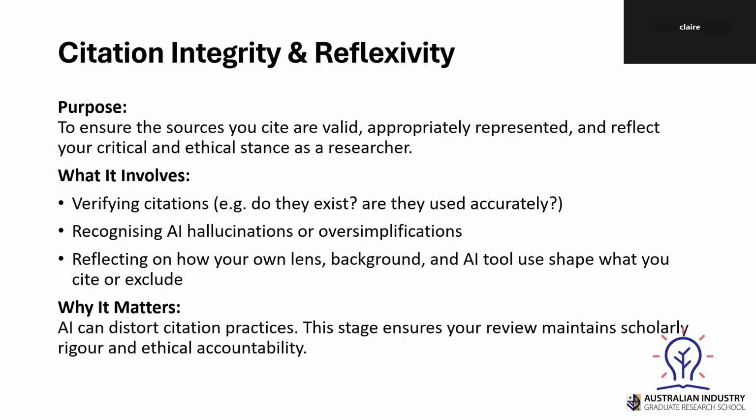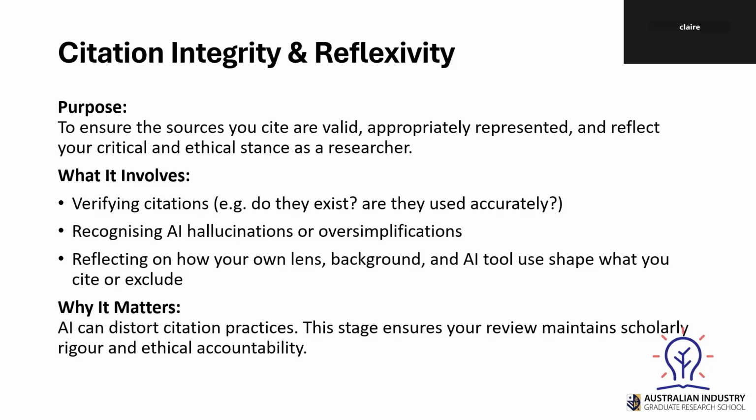The last thing I want to touch on briefly is citation integrity and reflexivity. Here we're making sure that the sources we use are valid, are appropriately represented, and reflect your critical and ethical stance as a researcher. So be deliberate, thoughtful, and explicit, making everything you are doing transparent in your work, and verify citations. Do they exist? Are they being used accurately?